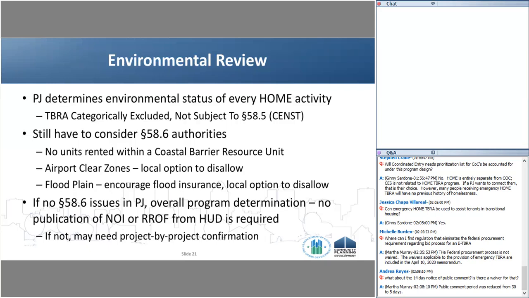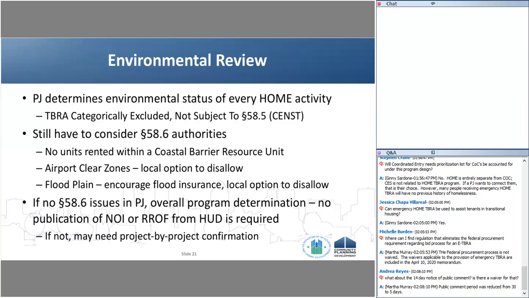These are coastal barrier zones, airport clear zones, and floodplains. And of these, the only one that's a hard stop is coastal barrier zones. We cannot provide TBRA to a tenant living in a coastal barrier zone area. Never say never, but I think that's a restriction that will have very little, if no, practical impact on our programs. Typically, there aren't a lot of units there available in the first place.